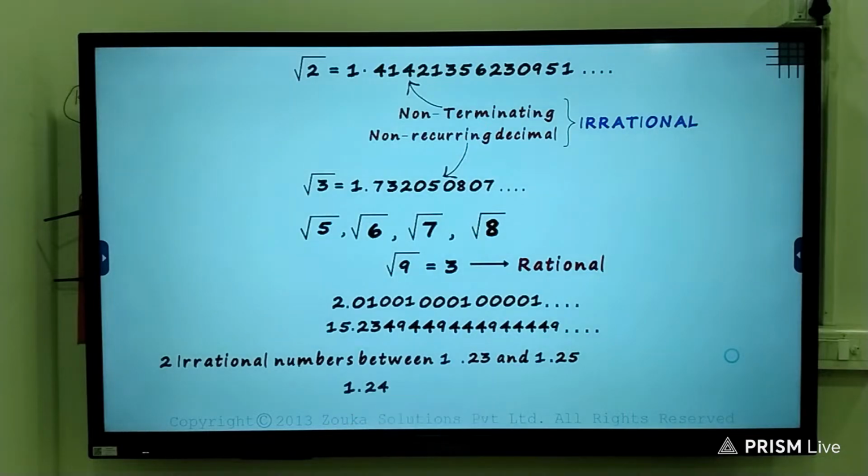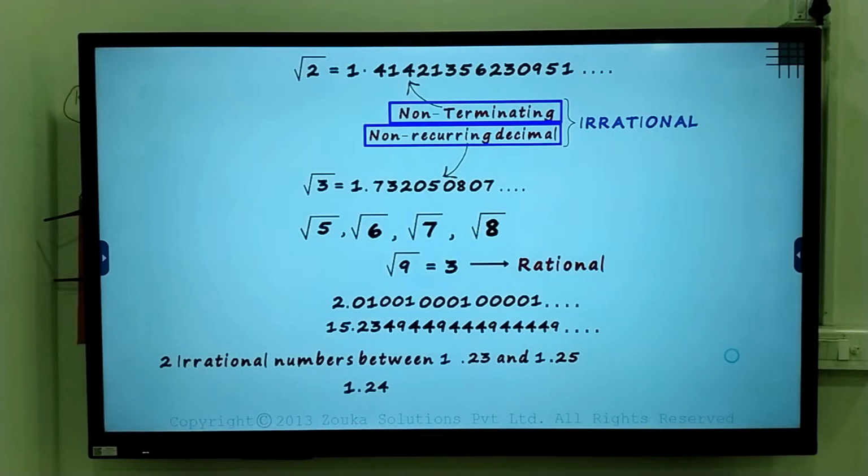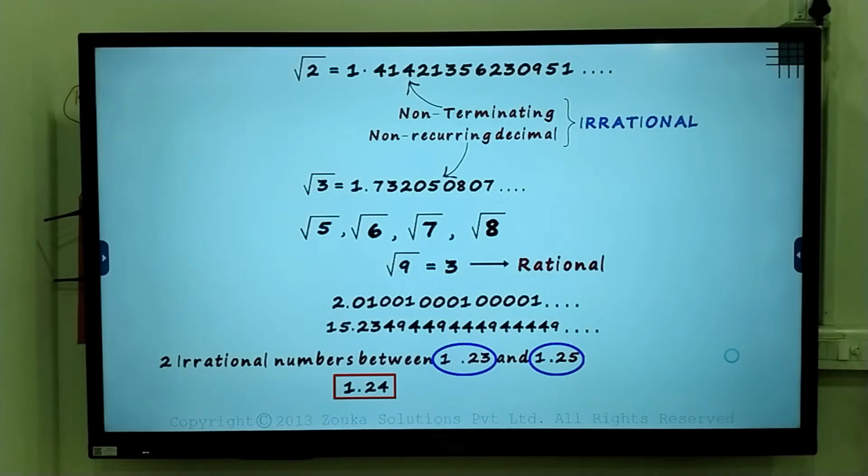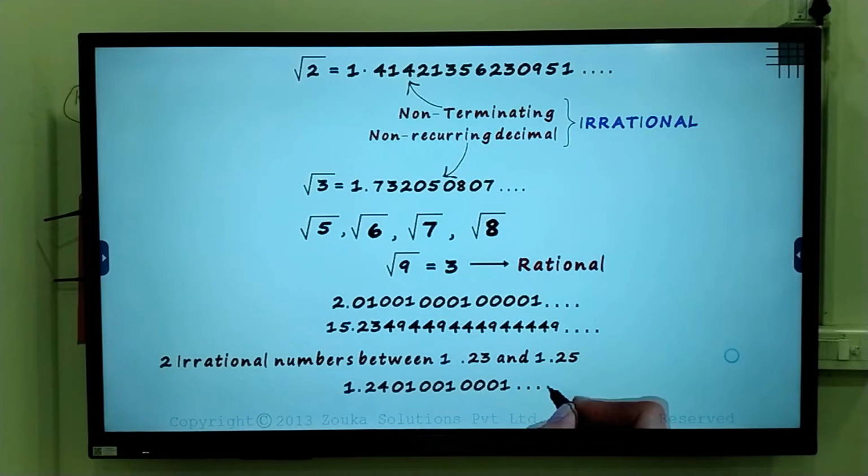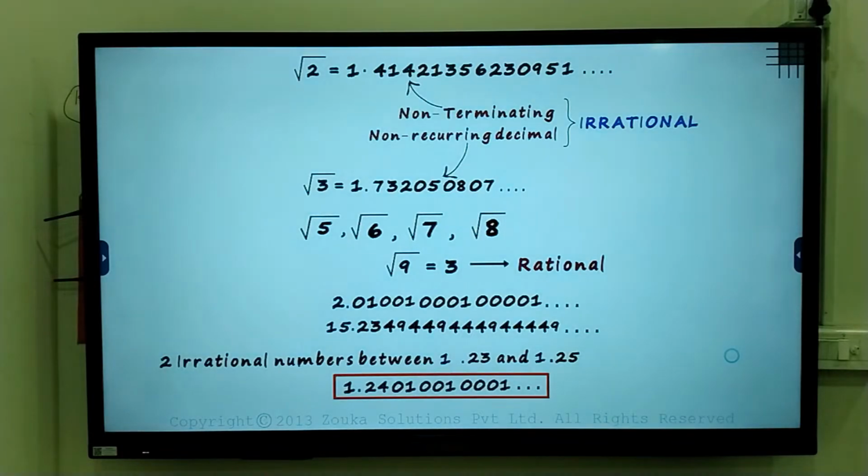Remember, 1.24 is incorrect as it's terminating. We need a non-terminating, non-recurring decimal. Yes, we know that 1.24 is between these 2 numbers. After 1.24, we can start writing 01, 001, 0001, and so on. That's one irrational number between these 2 numbers.